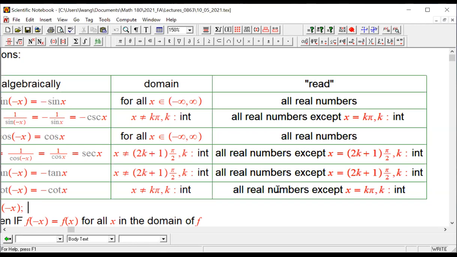Any other questions for me to clarify? So at the same time, we review the domain, because in the definition of even and odd functions, the domain is addressed, right?